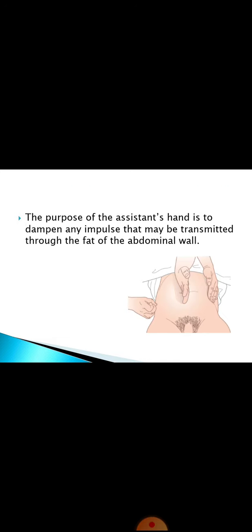The figure shows that we put our hand flat on one of the lumbar regions, and the assistant puts his hand longitudinally in the midline firmly, and we flick or tap the other lumbar region. We can detect an impulse in the flat hand, which can be unmistakable. The purpose of the assistant putting his hand longitudinally and firmly is to dampen any impulse that can be transmitted through the abdominal wall.